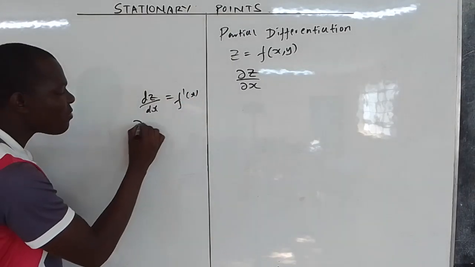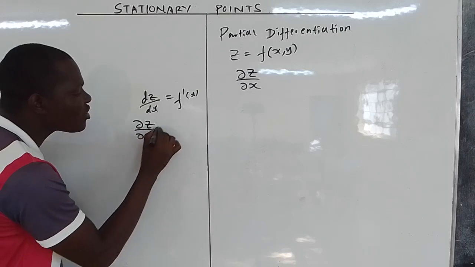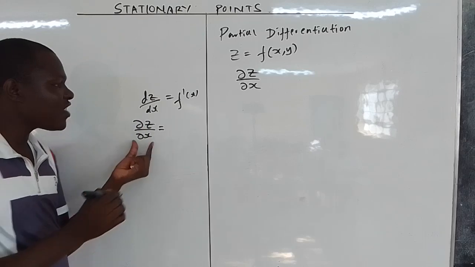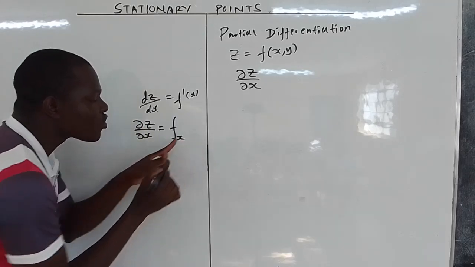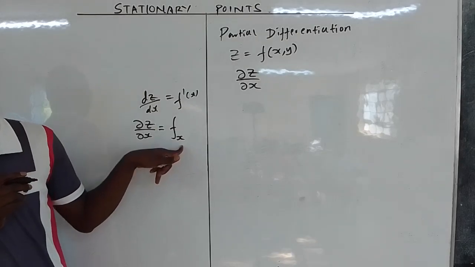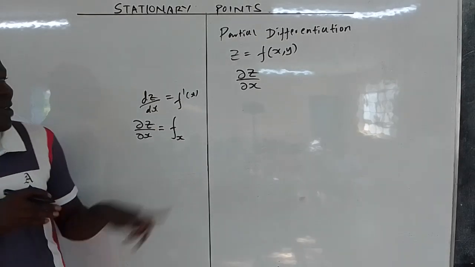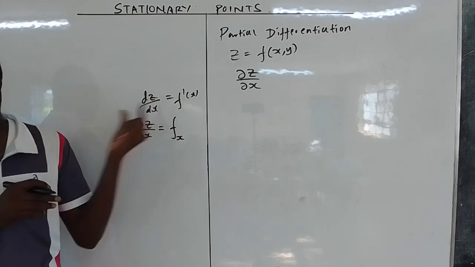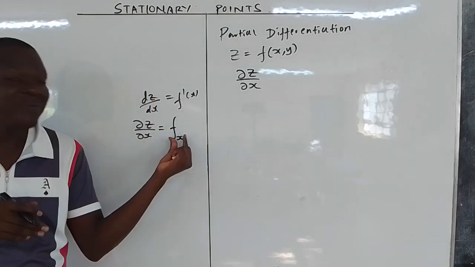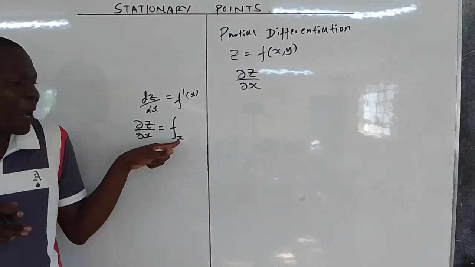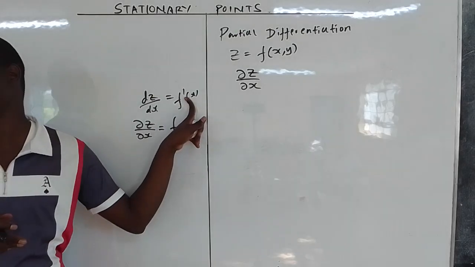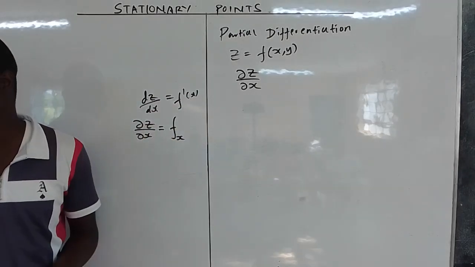Now, what about differentiating z partially with respect to x? Instead of f prime, which implies ordinary, for the partial case it is f subscript x. When it is subscript x, it means we are doing partial differentiation with respect to x, but when it is prime, it is ordinary. At the end, both are derivatives: this one is partial with respect to x, but the other one you just differentiated with respect to the given variable.